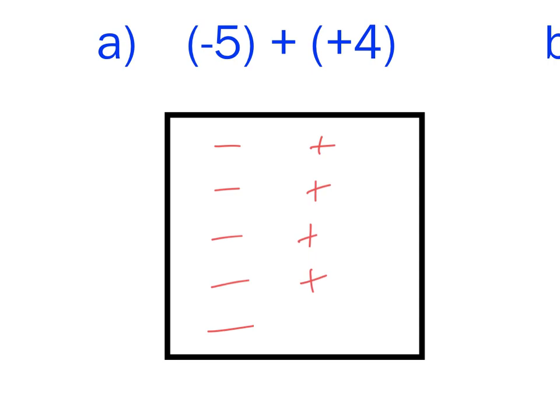The reason why we're doing this is because of the sign in front of the number. If both of these were negatives, then all of these would be negatives. If both of these were positives, then they'd all be positives. This tells us to draw 5 negatives and 4 positives. And then we make our 0 pairs. There's a pair, there's a pair, there's a pair, there's a pair.